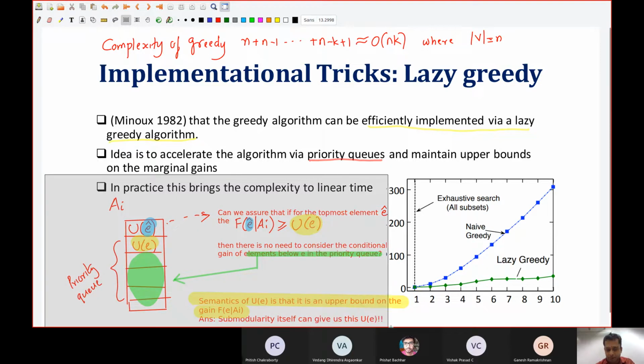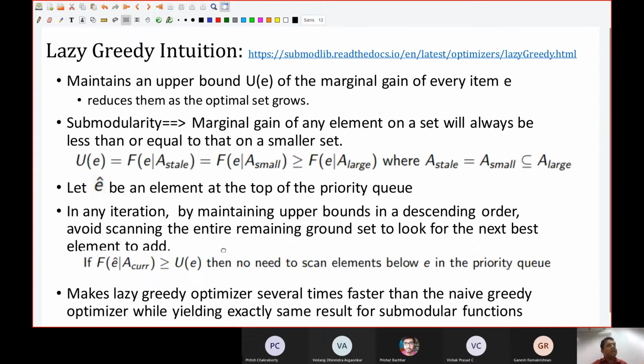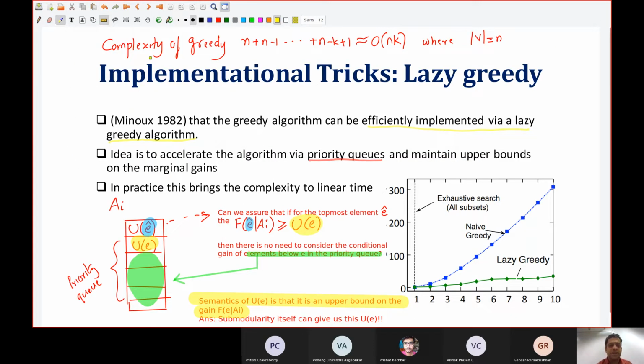I'm going to copy this for the next slide. So this is the lazy greedy intuition. I think I'm just repeating this point. It maintains an upper bound of the marginal gain of every item E and reduces them as the set grows. So what will happen is, in such a case, if the gain of E hat given Ai is greater than or equal to U of E, right?